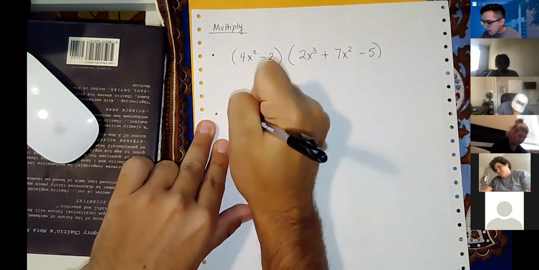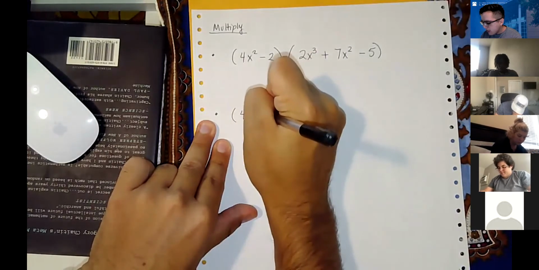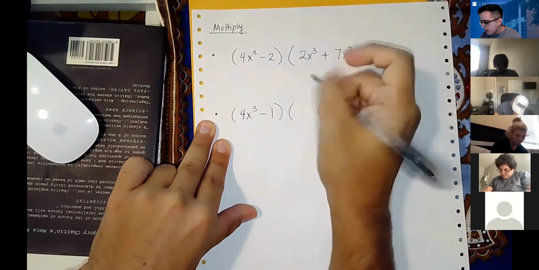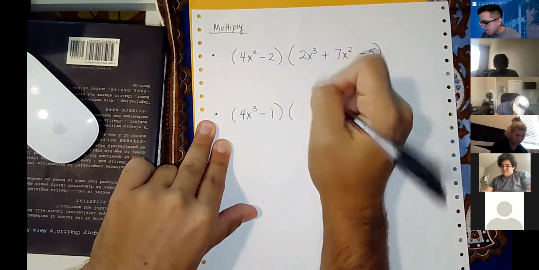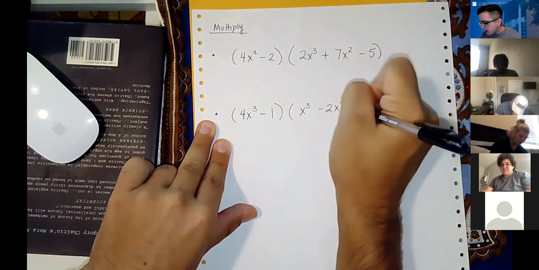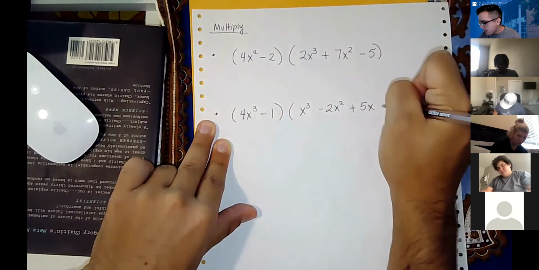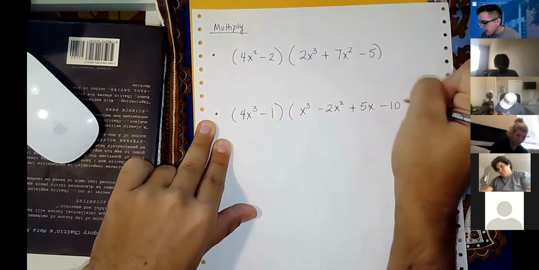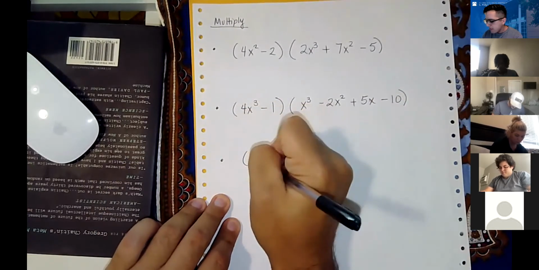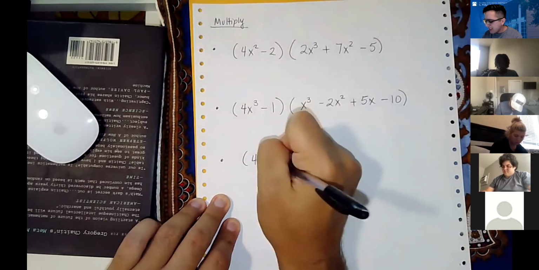Let's go with 4x to the third minus 1 times x to the third minus 2x squared plus 5x minus 10. And then 4x. I don't know why, I just keep looking at 4x.